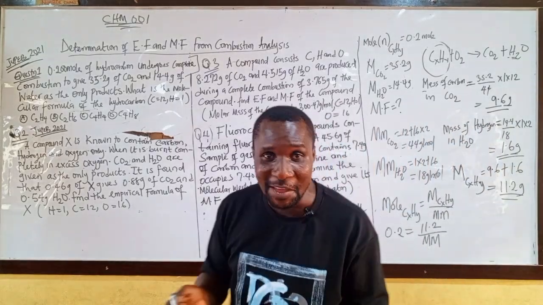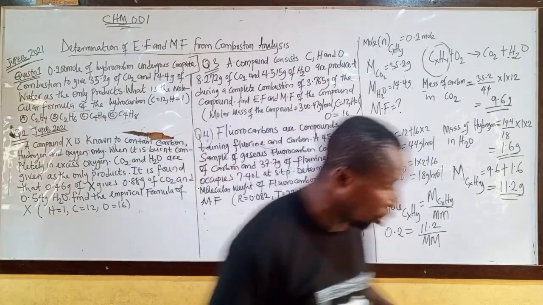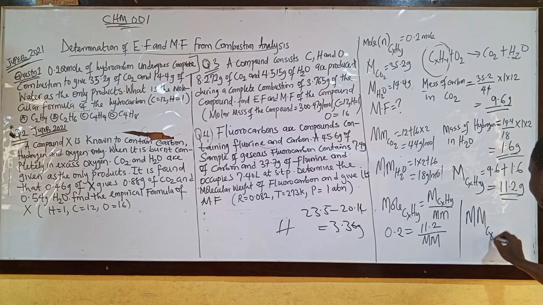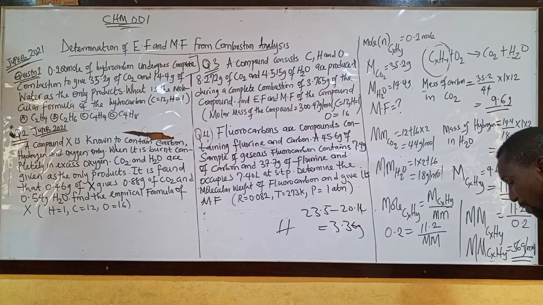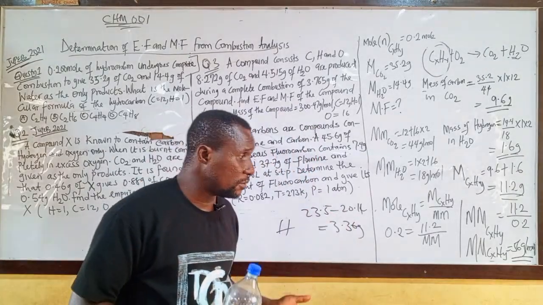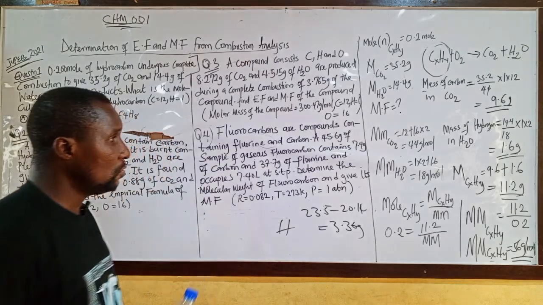Hope you understand. Then make the molar mass the subject of the formula. What will I have from here? We have the molar mass of the compound CxHy will now be 11.2 over 0.2. Therefore, the molar mass of the compound CxHy is what? 56 grams per mole. That's the molar mass. I'm taking my time to explain. You can pause the video and write it down. Those are the things I need.